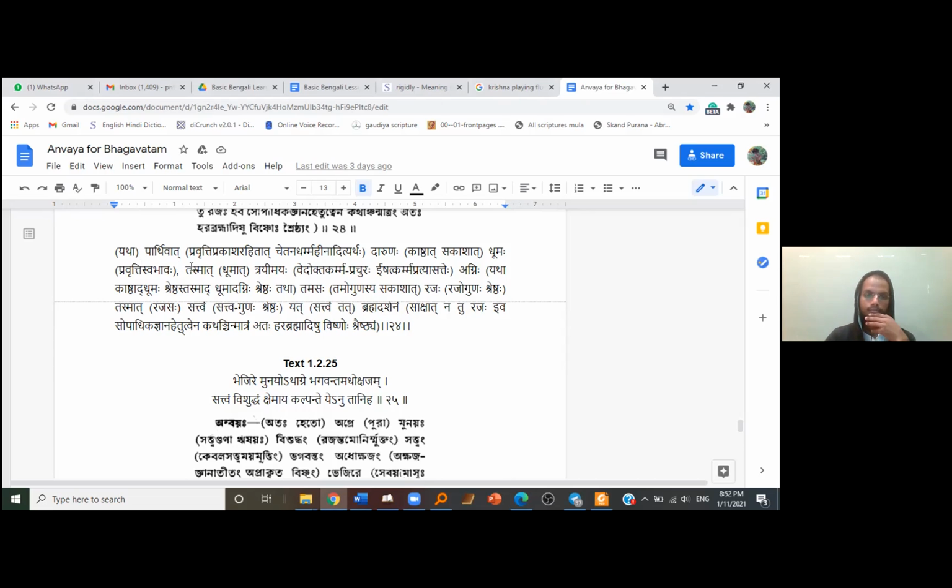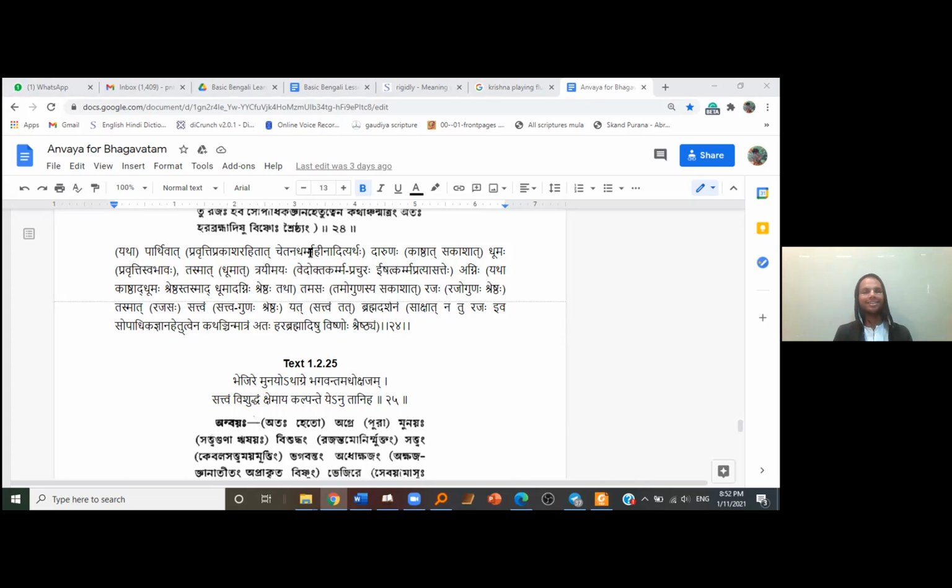Just like pārthivāt pravṛtti prakāśa rahitā cetana dharma hīnāt iti arthaḥ. Heen means devoid of. Chetana dharma means which is devoid of being conscious, which means jada. Simply it means jada. Parthiva means jada padartha.